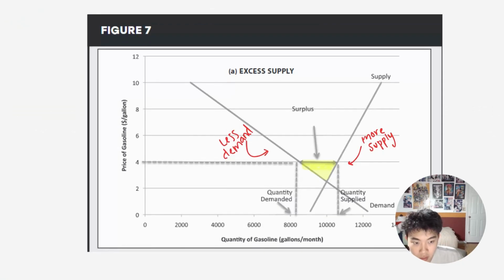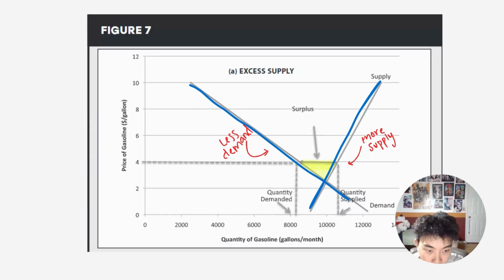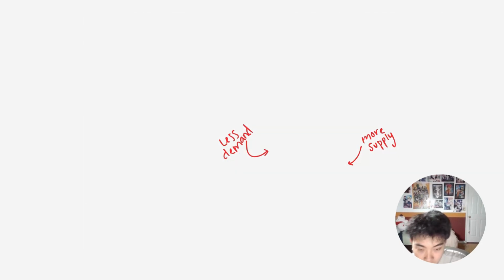So graphically, this is what it looks like. Supply is on the right side, so we have more supply in this region, and less demand in this region. This region over here is called our surplus or excess supply. In this region, we have more supply than demand. So suppliers have an incentive to lower their prices a bit, to increase demand.